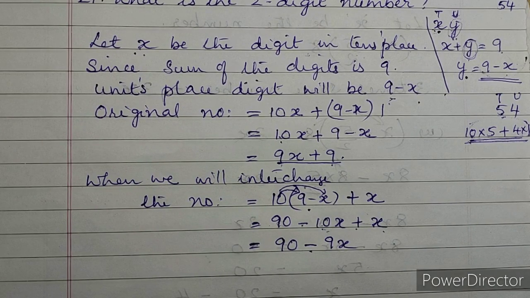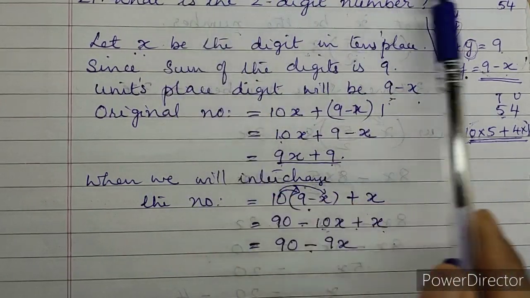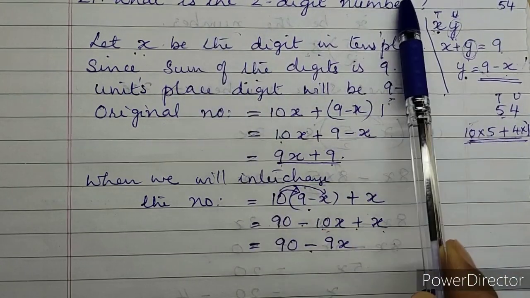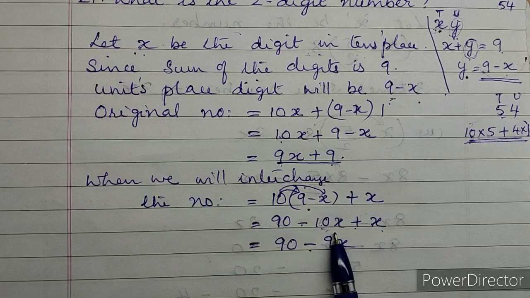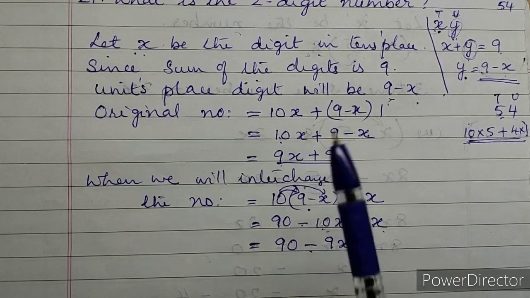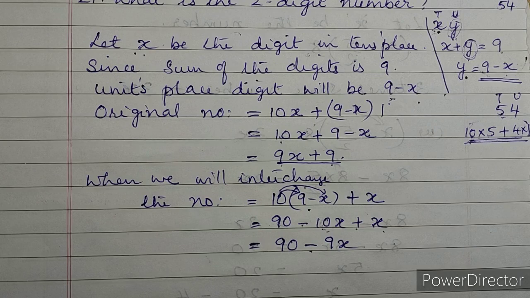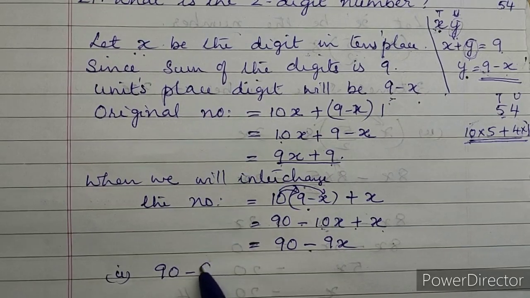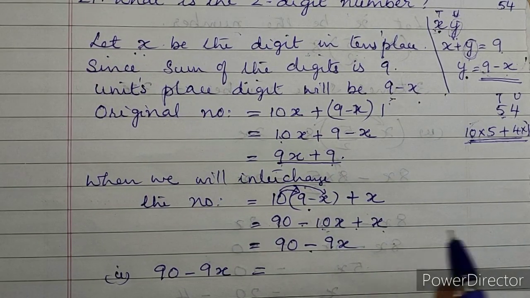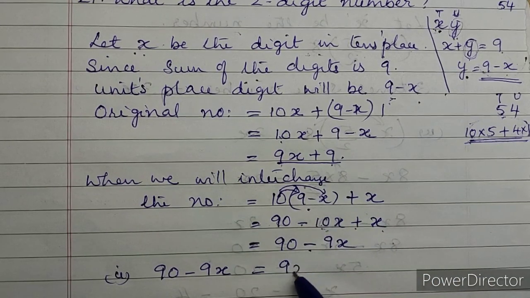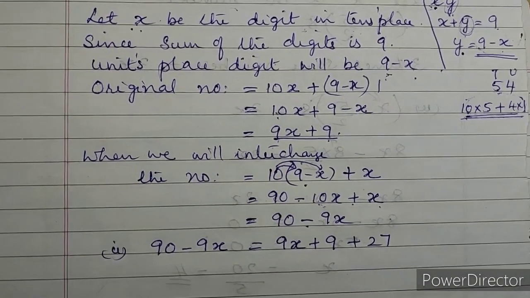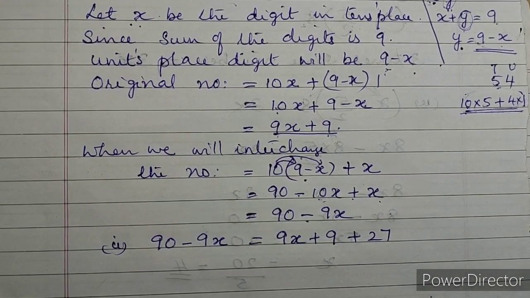Now what you have to do? See that next condition. It is found that the resulting new number is greater than the original number by 27. This new number equals original number plus 27. It is more than, greater than, means you have to add. So that is, the number after interchanging equals 27 more than the original number. Original number is 9x plus 9, plus 27. So this is the format. Now you have got the statement converted to linear equation form.